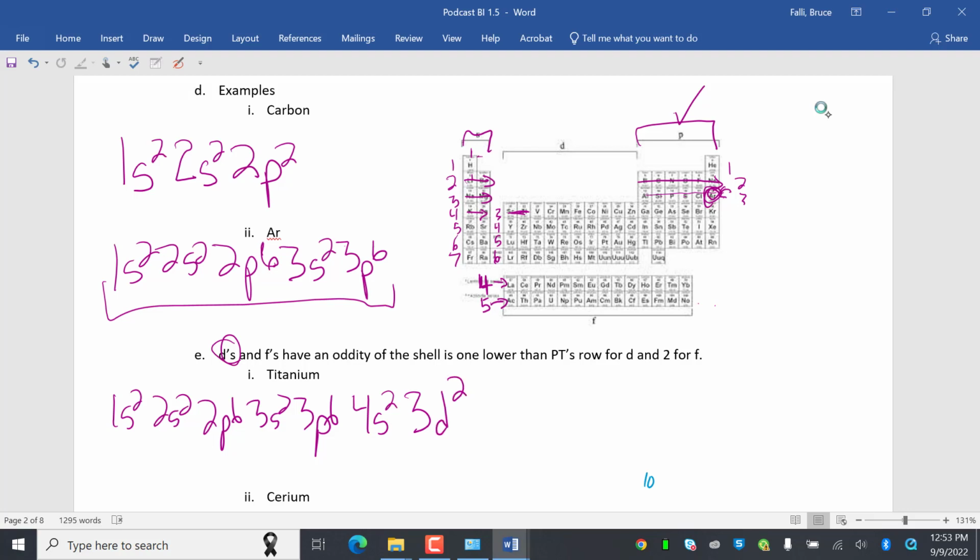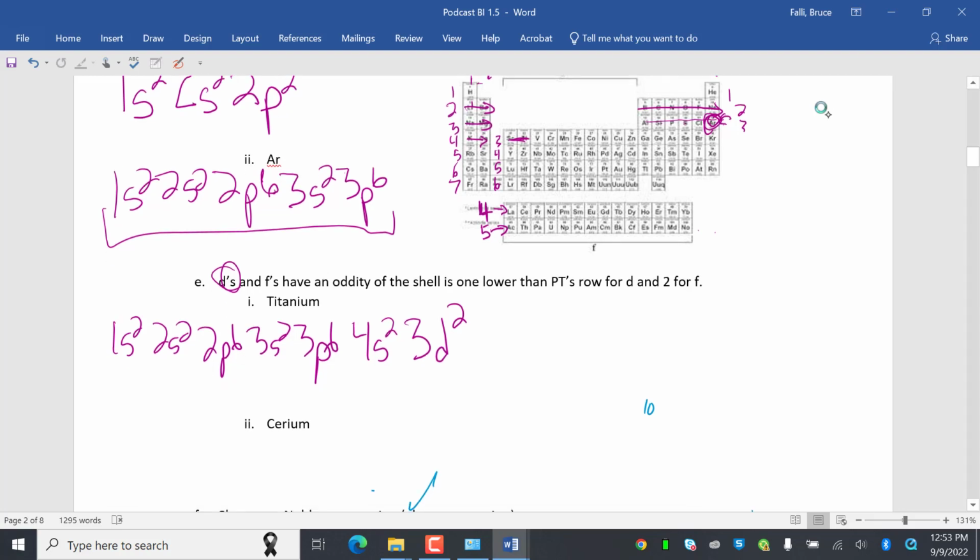Okay? Now, cerium. Oh, my periodic table's small. My eyes are bad. I've got to find me some cerium. Ce is cerium, 58. Cerium is right here. Your periodic table, the one I stole from the internet, should look like this. The lanthanum and actinium series go here.